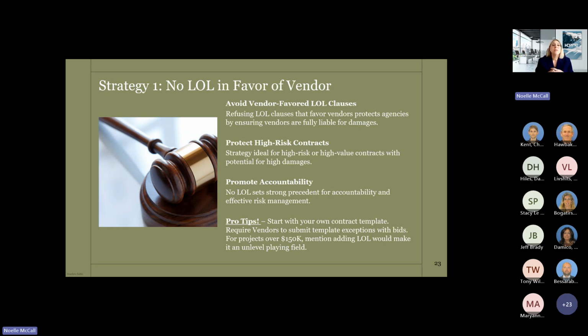Require vendors to submit their template exceptions with their bids. And for projects that are over $150,000, mention that adding a limitation of liability would perhaps make it an unlevel playing field with the other vendors who are bidding.